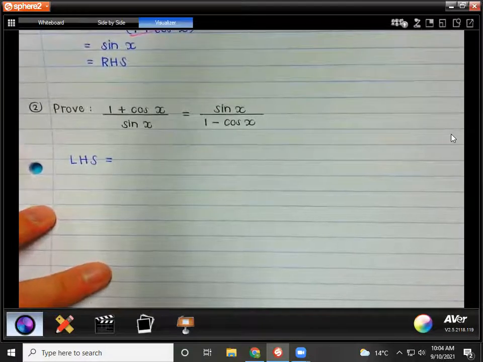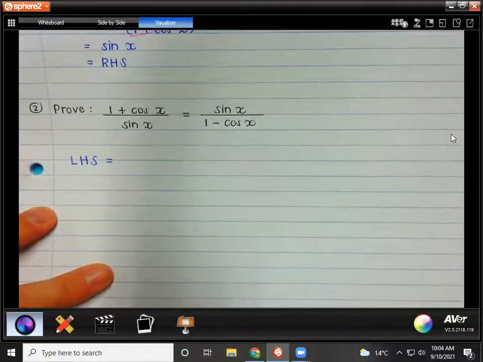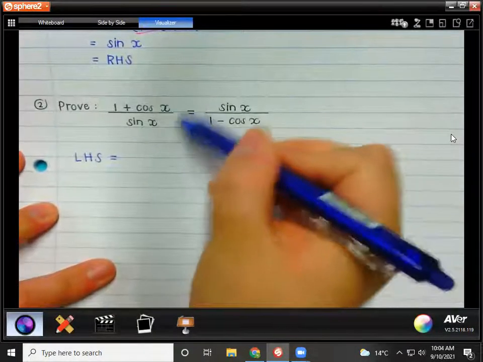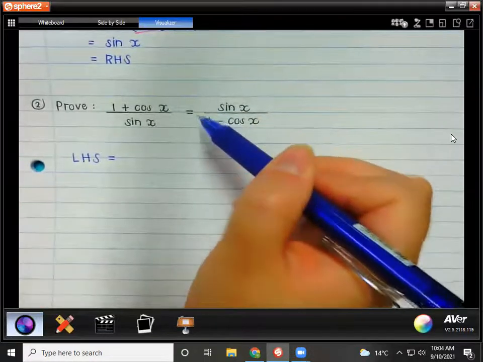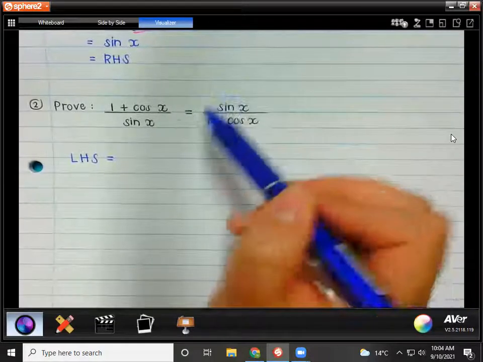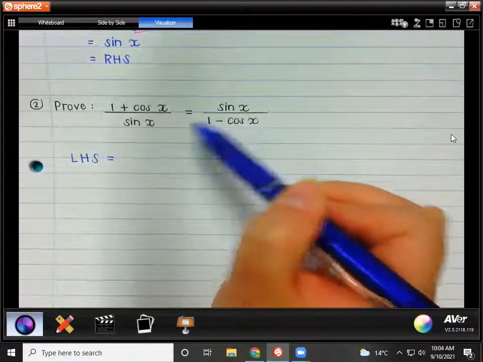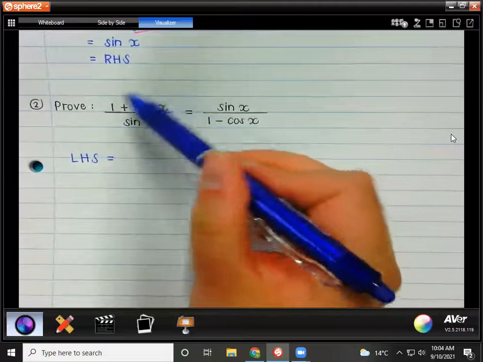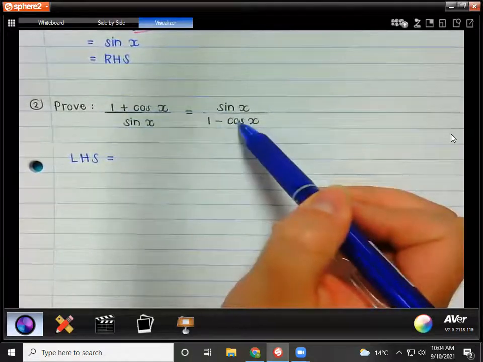Can we try that, guys? Let's think. If we decide to multiply the top and the bottom by the same thing, remember, we have to do top and bottom by the same thing because that's what makes it equal to 1. Let's look at what we're trying to work towards. We're trying to change this into that.